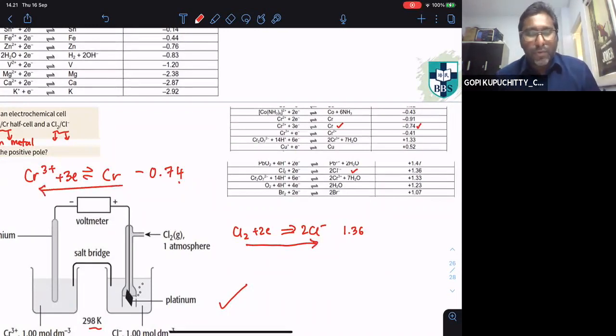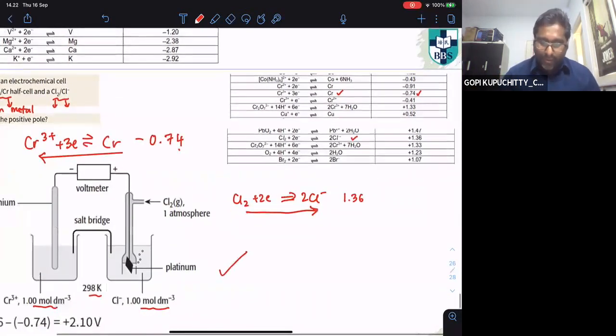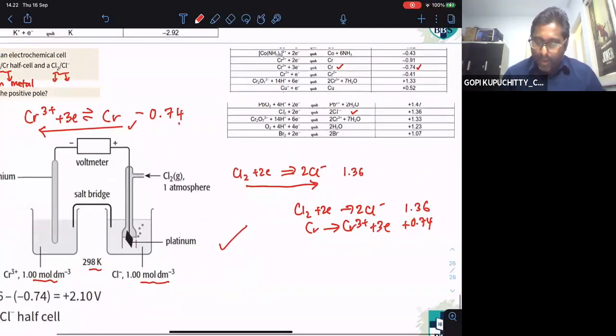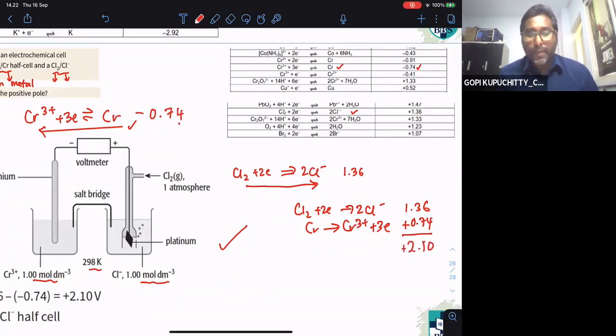So when it goes there, when I write down, I will write down as it is, Cl2 plus 2 electrons to give me 2 Cl-, 1.36. This one I write Cr, which is going to give me Cr3+ plus 3 electrons. Now I change the position, so it's going to be positive 0.74. Now this one I just simply add. When I simply add, I will get positive 2.1.